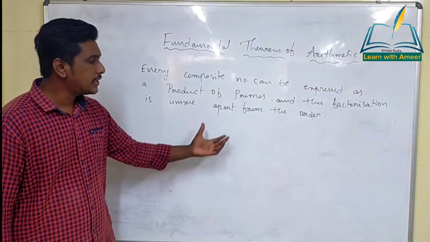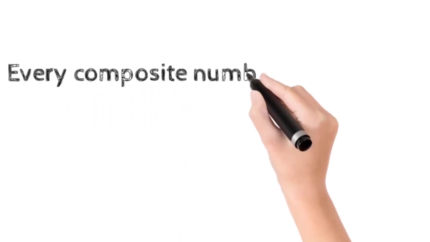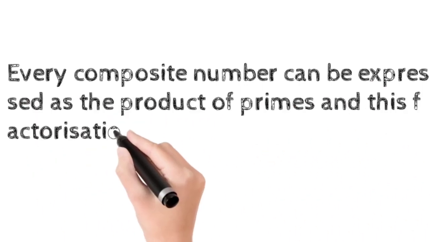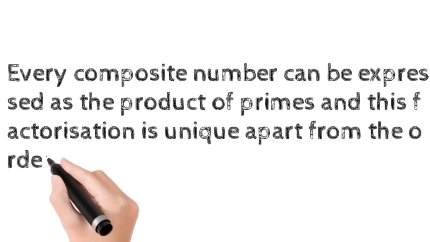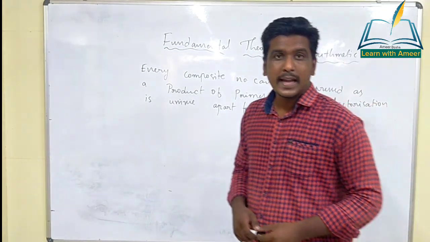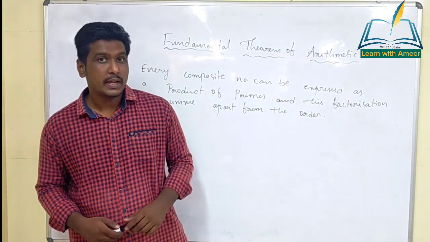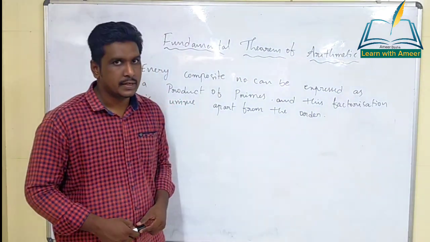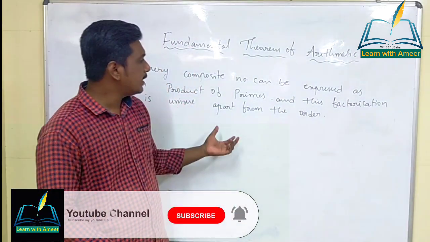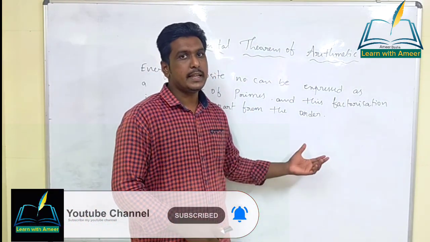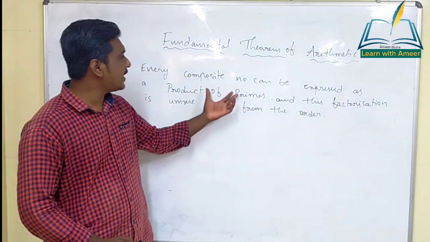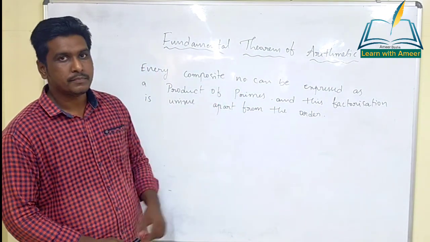The fundamental theorem of arithmetic states, children, see what it states: every composite number can be expressed as a product of primes, and this factorization is unique apart from the order. What it's saying, children, is that we can express every composite number as the product of prime numbers. And one more thing, they're saying is that the factorization is unique apart from the order in which they write.